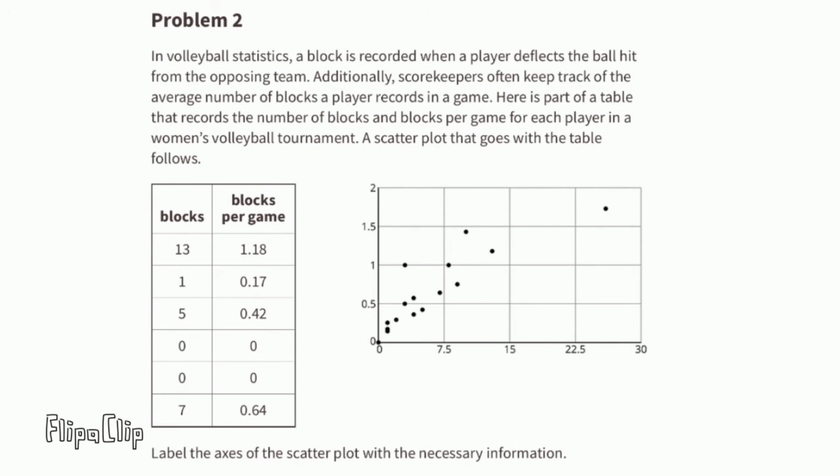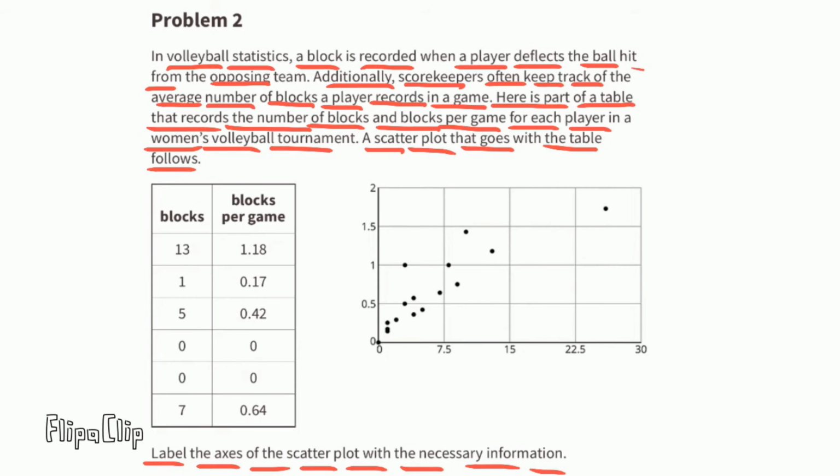Problem number 2. In volleyball statistics, a block is recorded when a player deflects the ball hit from the opposing team. Additionally, scorekeepers often keep track of the average number of blocks a player records in a game. Here is part of a table that records the number of blocks and blocks per game for each player in a women's volleyball tournament. A scatter plot that goes with the table follows. Label the axes of the scatter plot with the necessary information.